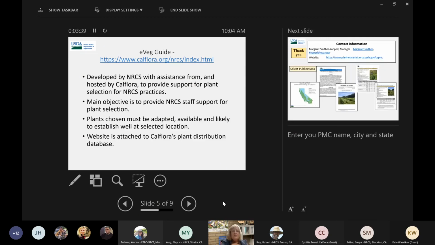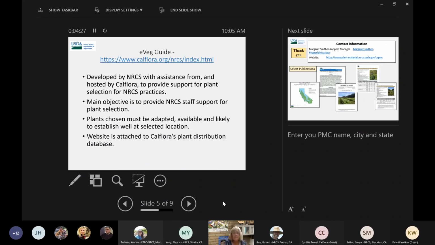And we actually have developed a tool to help with plant selection. And when I say we, that's people, staff within NRCS with assistance from and host from Calflora, and our website is hosted by Calflora, and it's called the eVeg Guide. Our main objective is to provide NRCS staff support for plant selection, but the tool is also available for anybody who wants to access the Calflora website as well. And so the plants we choose, they've got to be adapted, they've got to be available, and they've got to be likely to establish well at a selected location.